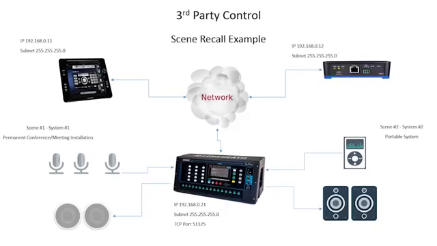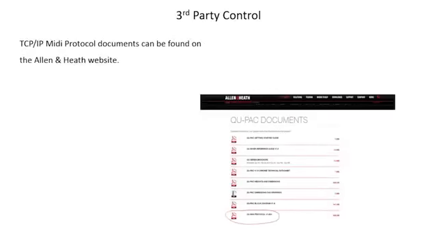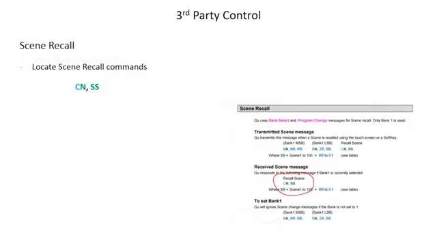We then need to dig out the protocol document. Depending on the product you're using, go to the product page, go to the Documents tab, and there at the bottom you'll find the PDF of the protocol. Scroll through to the scene recall command. There you'll see we have a command that says CN SS. Everything in blue is a hexadecimal value. Everything in green is a variable, and these variables are in tables at the back of the document where you can transpose whichever scene you need.